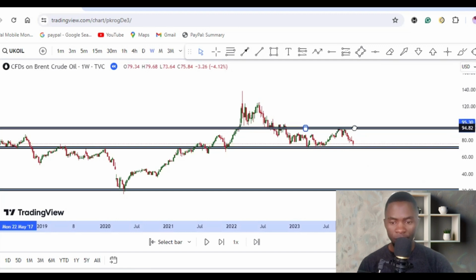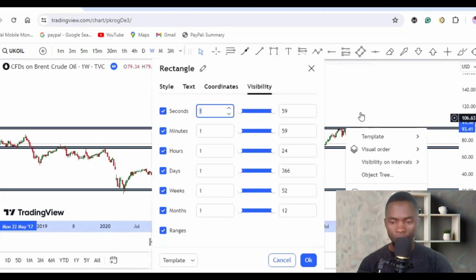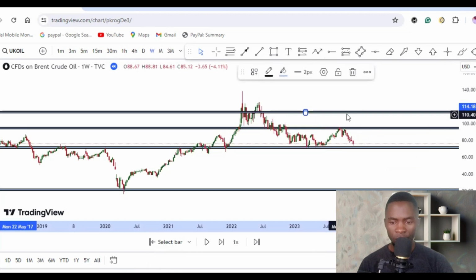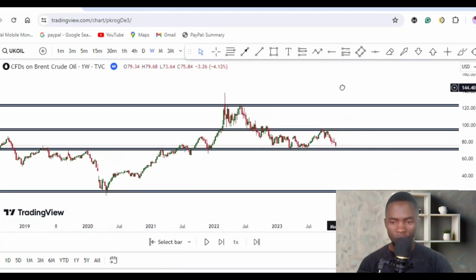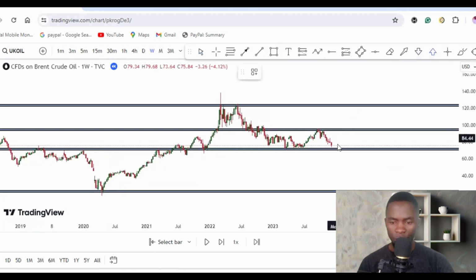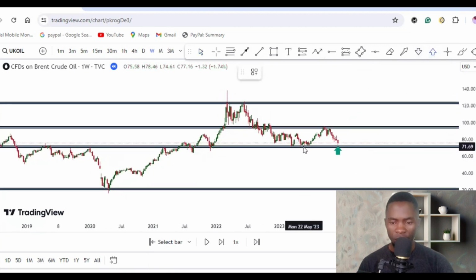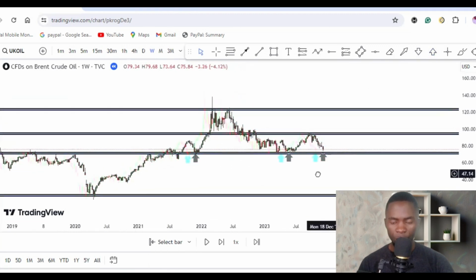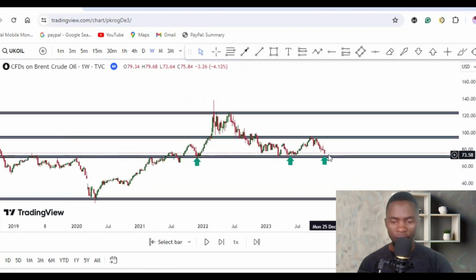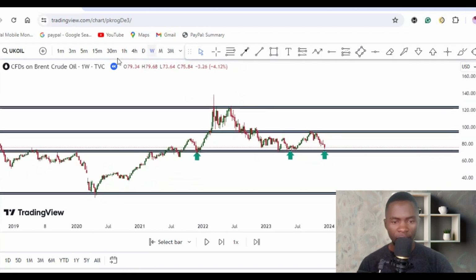Also, you can see that's also an important level. And at the top here also, it's an important level. So what I'm expecting to see, I'm expecting to see a reaction happening around this area. You can see this one is a very strong support. So I'm waiting to see if there is a reaction that might happen around this area.